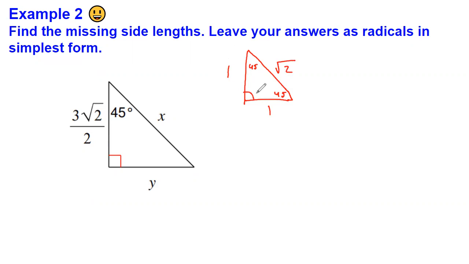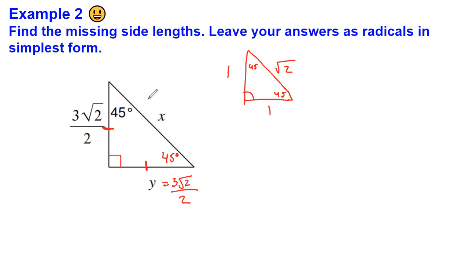Okay, so let's see which side you guys want to find first. Why? Okay, so we know that they're 45-45. So therefore, my legs are going to be congruent to each other. So if this is 3 square roots of 2 over 2, what would this length be? The same. 3 square roots of 2 over 2.